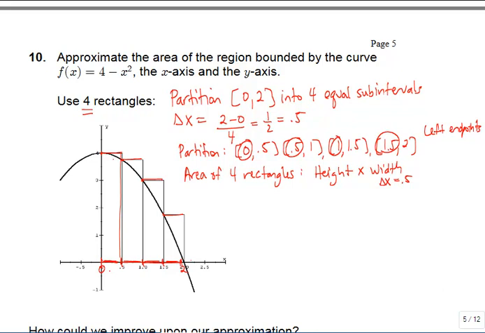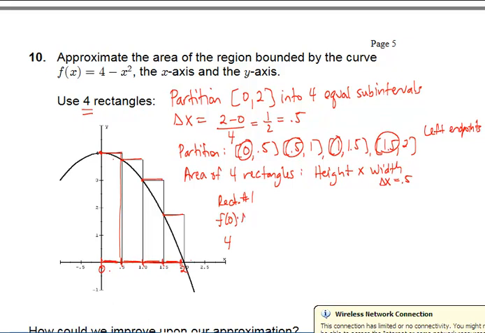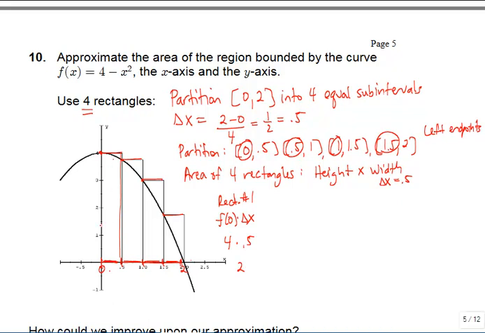So here's what our areas are going to look like. For rectangle number 1, we want to go as high as our function is when x is 0. So that would be f of 0. F of 0 is this height right here, which just so happens to be 4. And then we're going to multiply that height by the width. And the width, remember, is that delta x, which is 0.5. So 4 times 0.5, which is 2, is the area of this first rectangle.